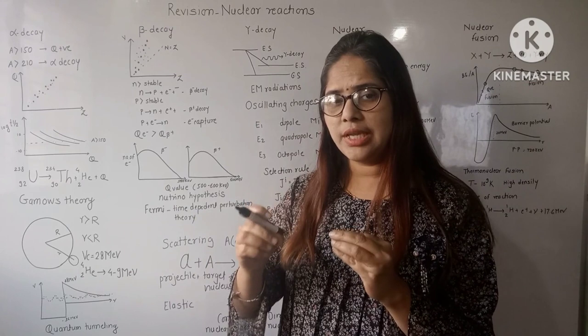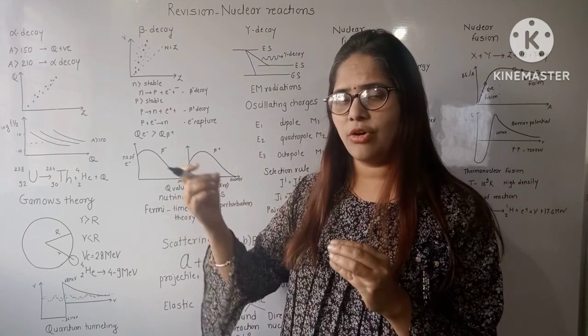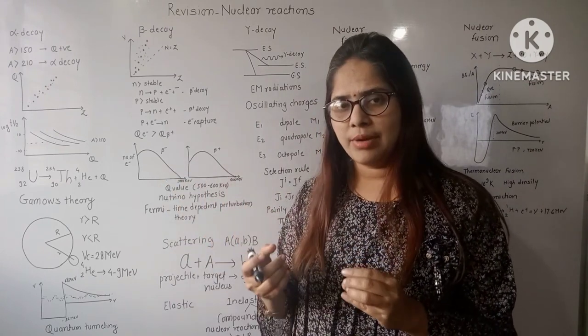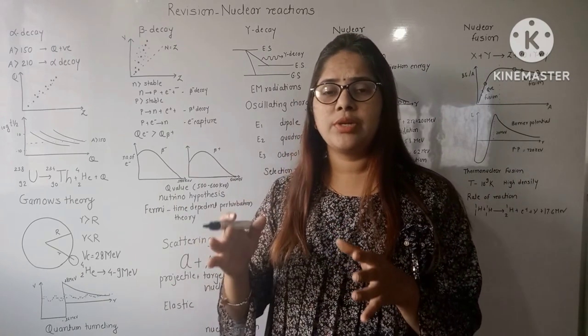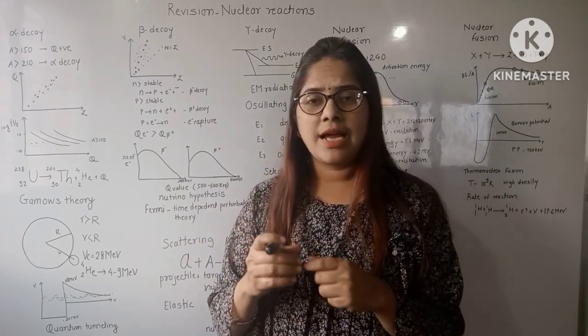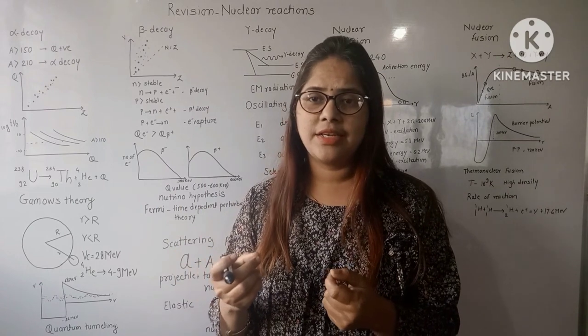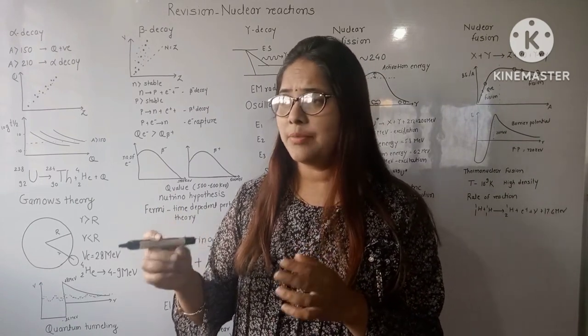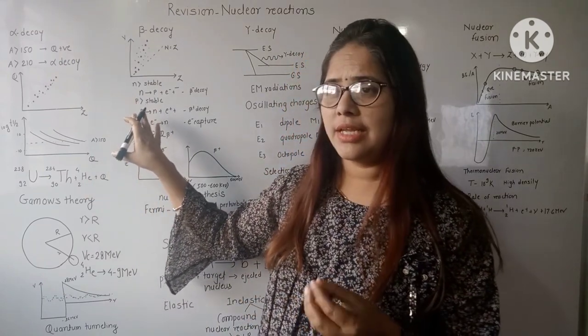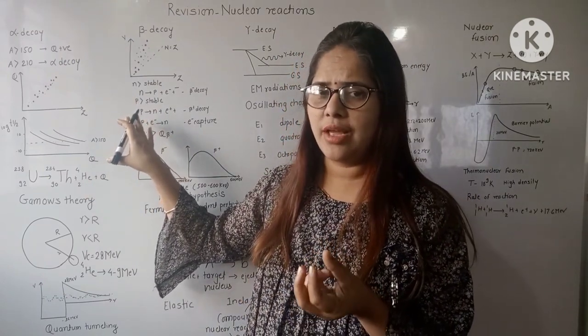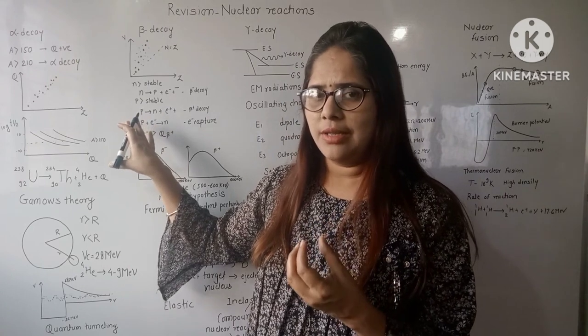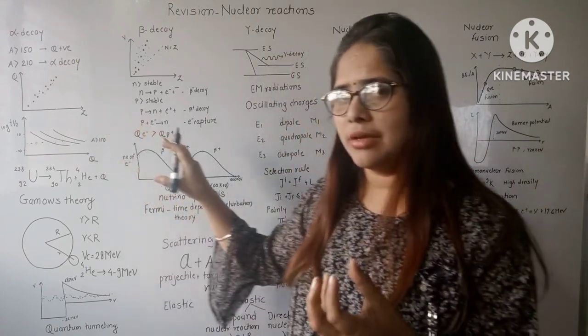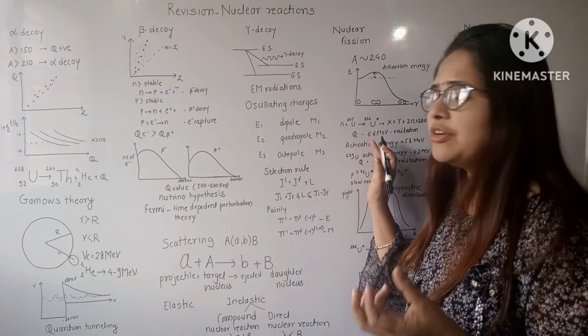Whether it is going to decay by alpha decay, beta decay, or gamma decay. All these nuclei are either synthesized in high energy reactions or in a decay process. For example, the beta decay nuclei are generally prepared in nuclear fusion reactions.